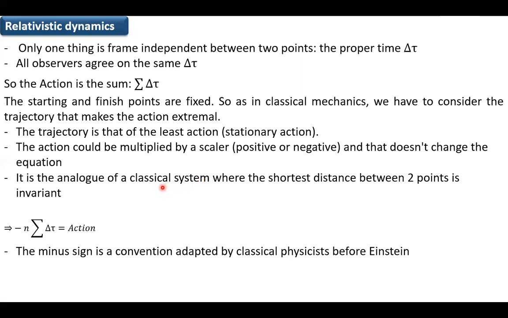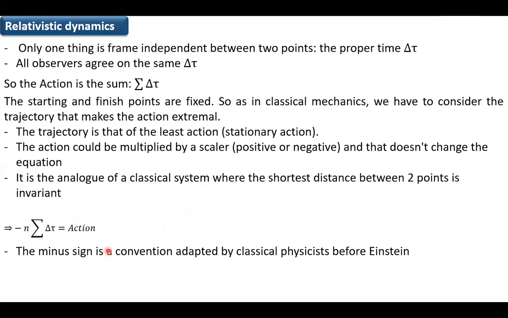So it's the analog of a classical system where the shortest distance between 2 points is invariant. Here, in space-time, the shortest distance between 2 points is simply the proper time. And you already know about this. So our total action is the sum of all the actions on each interval. If you have n intervals, we multiply by n. So it's n times the sum of delta tau with a minus sign.